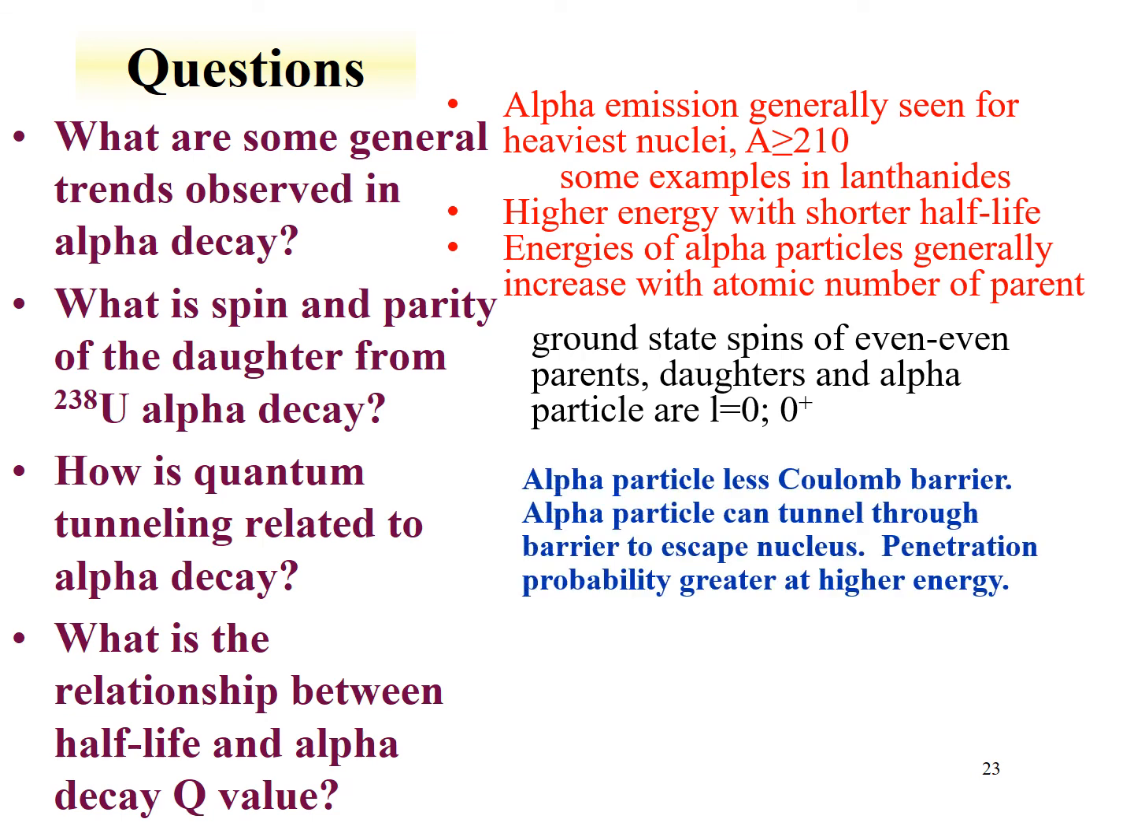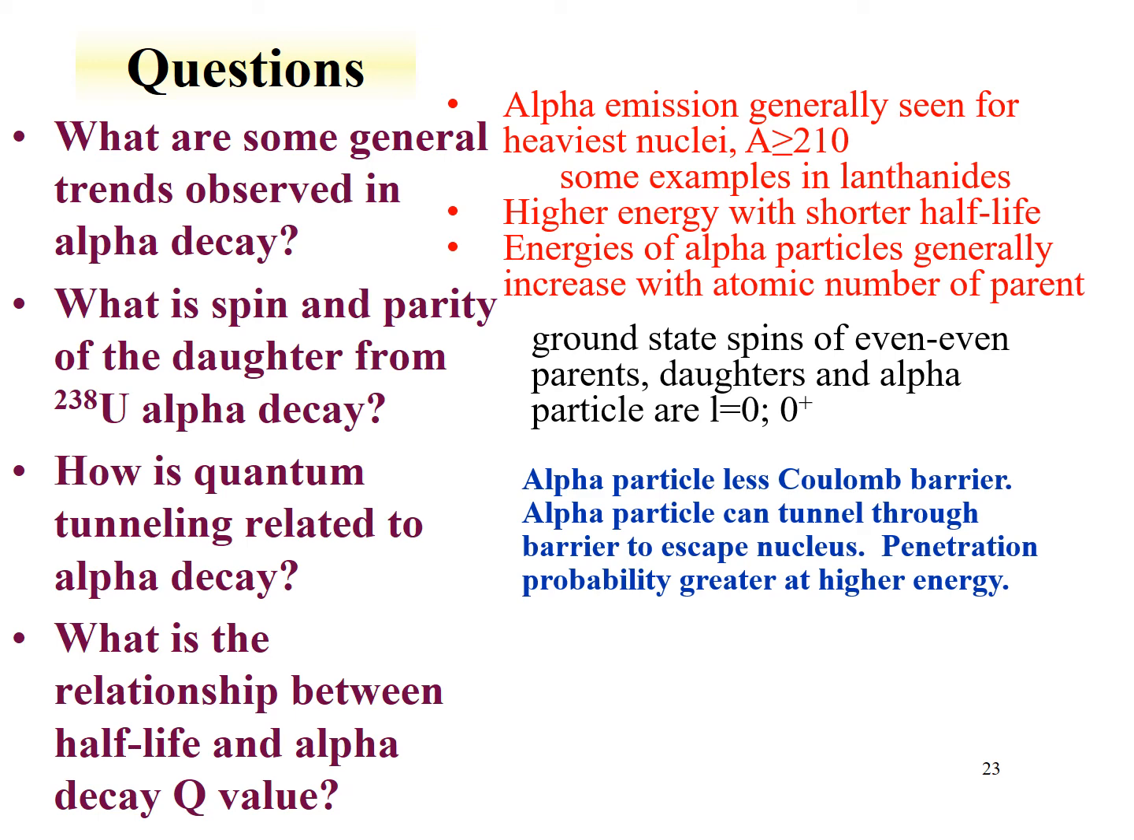We know that the alpha particle energy is less than the Coulomb barrier, so somehow the alpha particle can escape from the nuclear potential with less energy than the potential itself, and this occurs by the alpha particle tunneling through a portion of the barrier. The penetration probability of the alpha particle is greater at higher energy, and that relates to a shorter half-life.